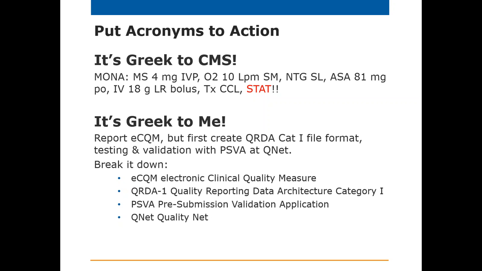So let's just break it down a little bit. eCQM is Electronic Clinical Quality Measure. The QRDA1, the abbreviation actually stands for Quality Reporting Data Architecture, and that's Category 1. That is the new focus for 2016. Before it was Quality 3. So if you see Cat 1 or Category 1, that explains that.